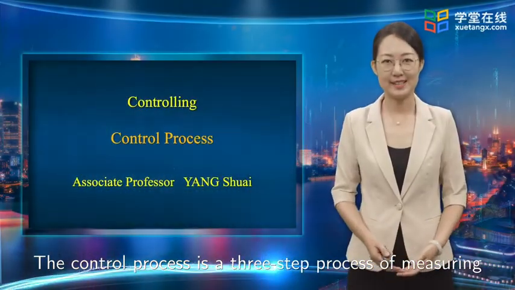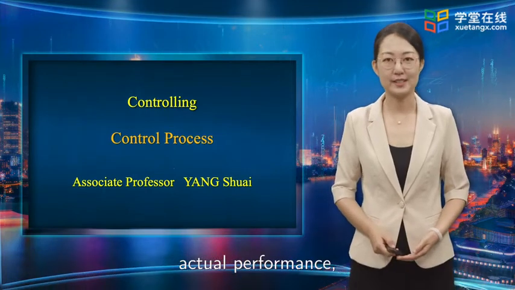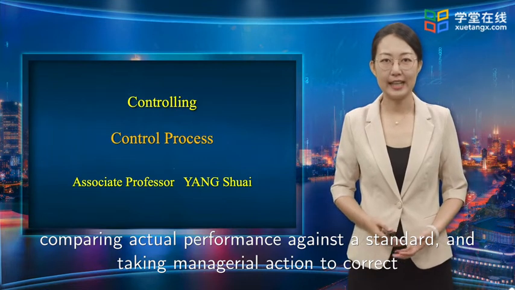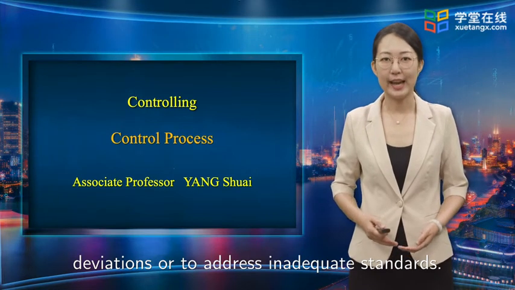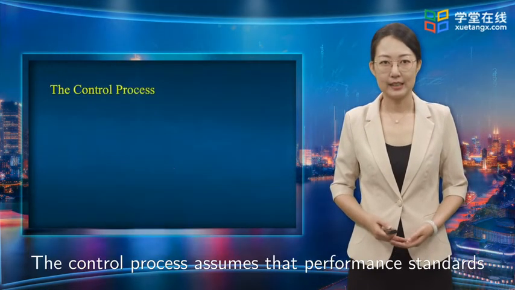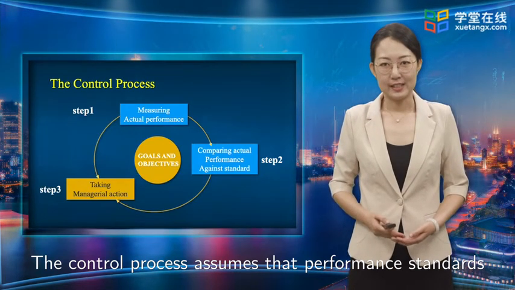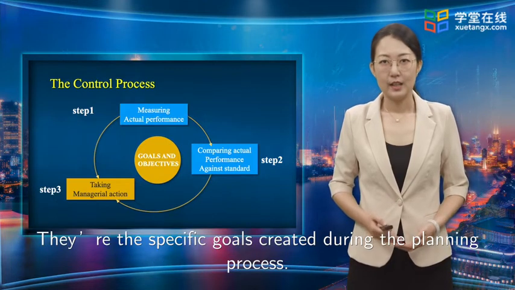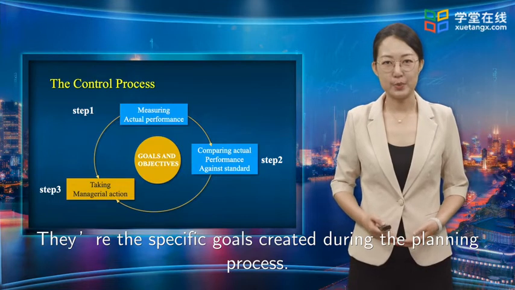The control process is a three-step process of measuring actual performance, comparing actual performance against a standard, and taking managerial action to correct deviations or to address inadequate standards. The control process assumes that performance standards already exist, and they do. They are the specific goals created during the planning process.